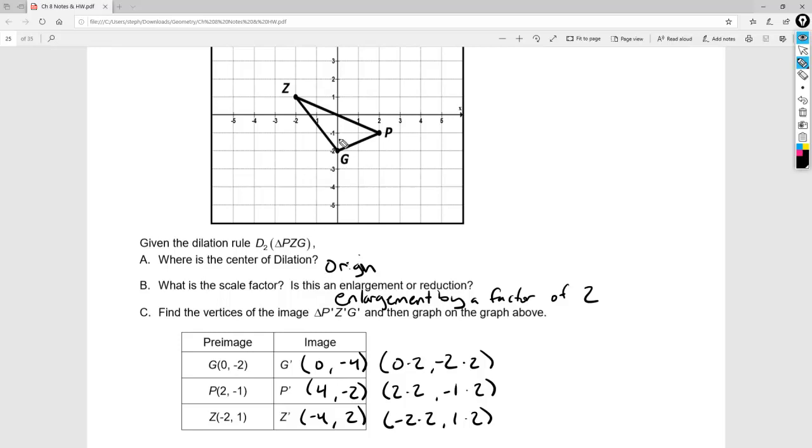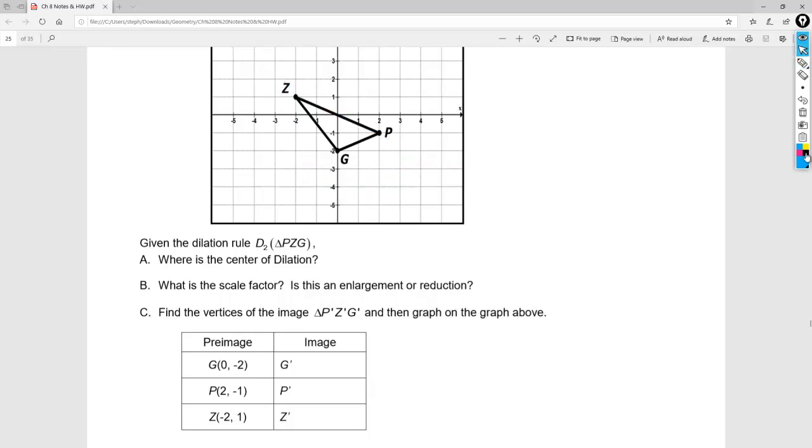Okay. So if we wanted to graph this, let's use a different color. So now G is right here at 4, negative 2. P is here, and negative 4, positive 2. So Z is extended all the way to here. So my points pass through there, and this is my new shape. Okay, I have dilated my shape and enlarged it by a factor of 2. Alright, let's move on.